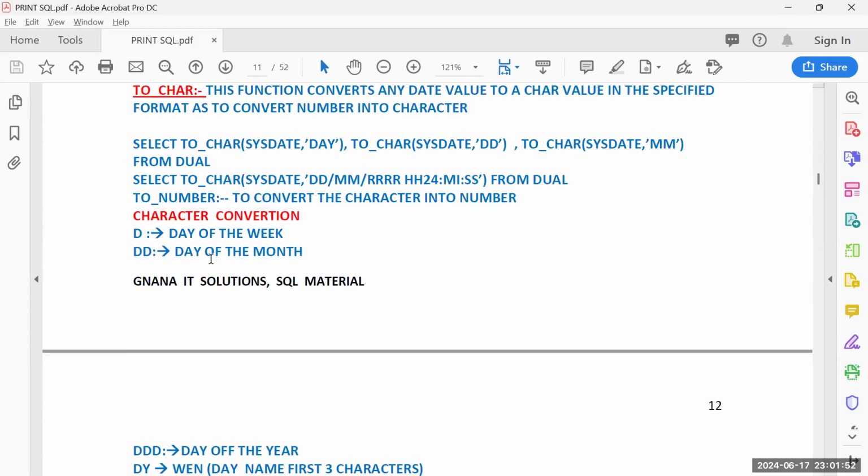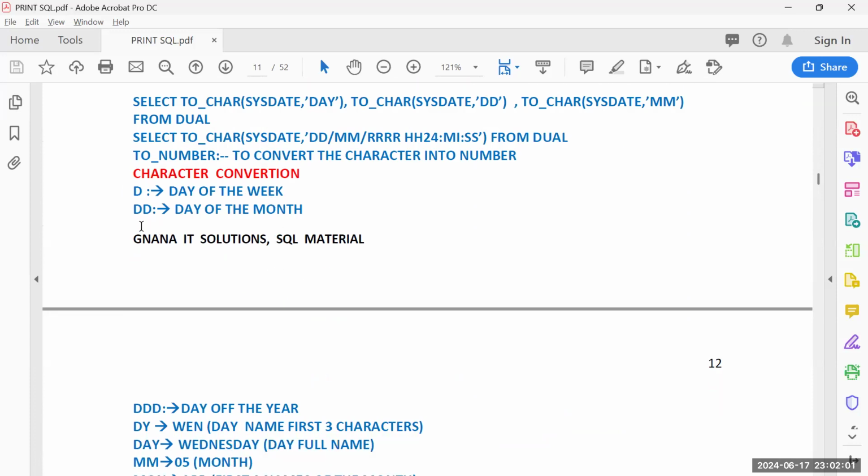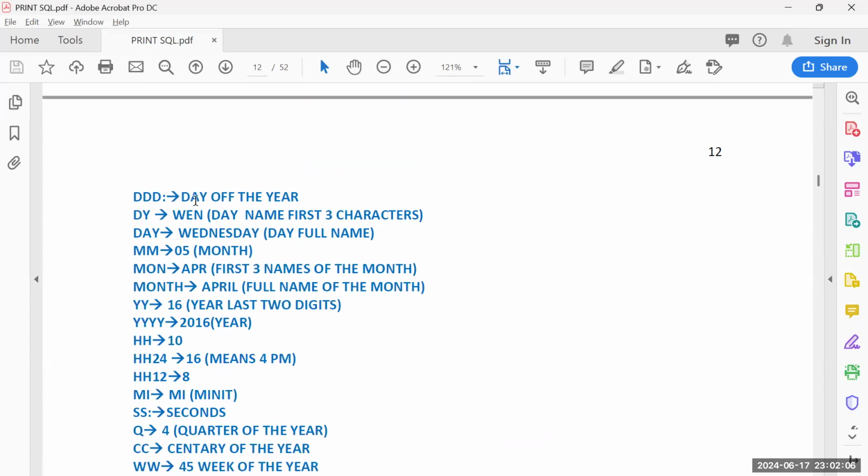While using character conversion, DATE to CHAR or CHAR to DATE, we will use these formats. D means day of the week. DD means day of the month. DDD means day of the year. Just remember: for the week we have a single digit, so a single D. For months we have a double digit, so DD. And for years we have three digits, so that's why we give DDD.